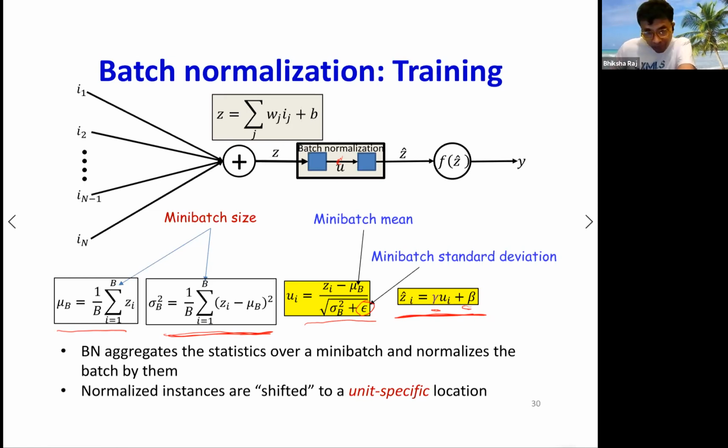To answer the other question, Sam, yes, you could do it after the activation. And I have not seen any convincing argument as to why you should do it in the one place or the other. And you can show that they're strictly equivalent.